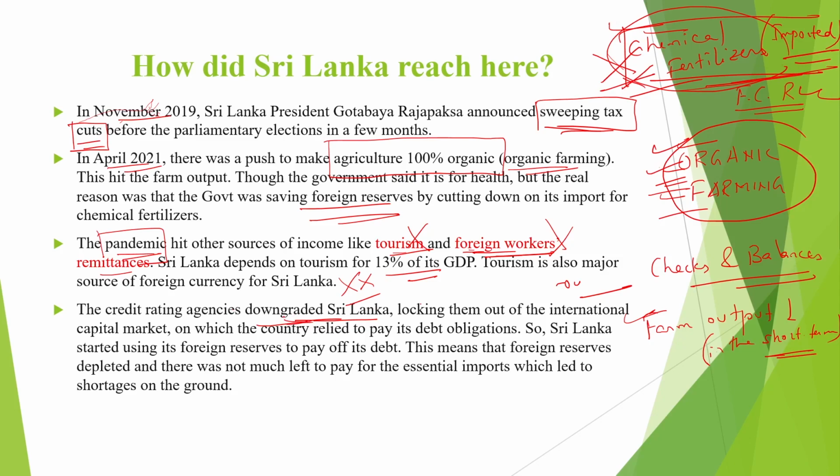And when foreign rating agencies like S&P and Moody's and everyone downgrade a country, it becomes very difficult for the country to raise more money from abroad.